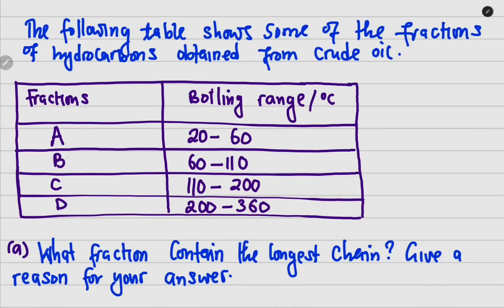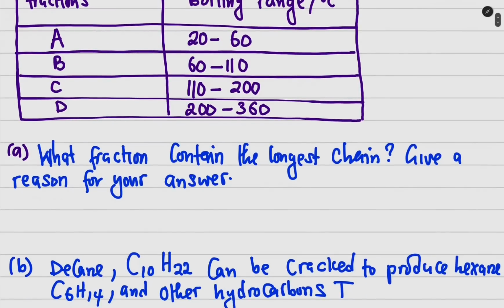So here we are given the fractions A, B, C, and D, and their boiling point range. For fraction A, the boiling point range is 20 to 60. For B, the boiling point range is from 60 to 110. C is 110 to 200, and D is 200 to 360. What is the question? What fraction contains the longest chain? You can also look at it as what fraction contains the longest chain of carbon?